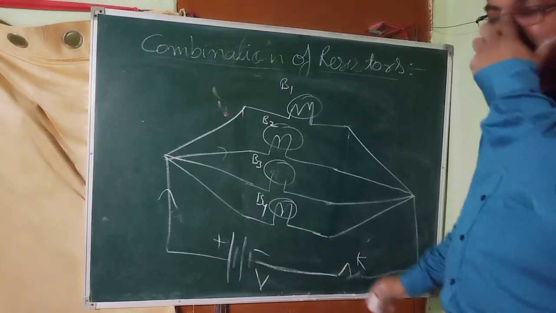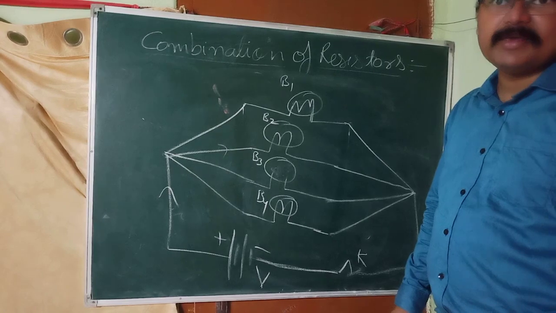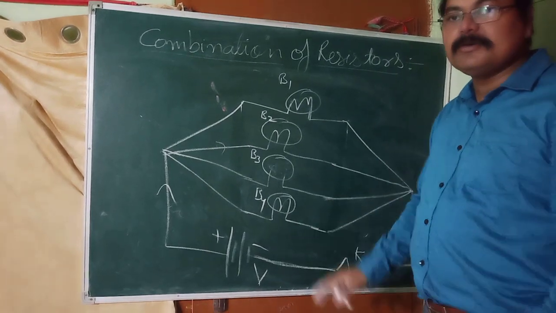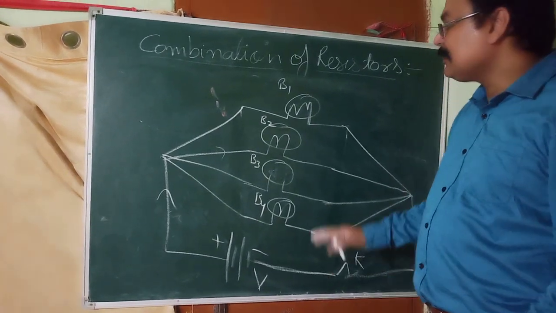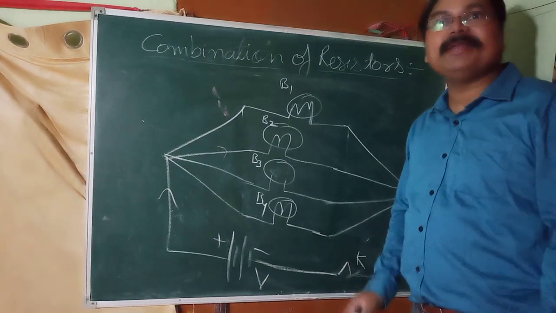That means if a bulb is blown off or fused, then what will happen? Other bulbs will not stop glowing. If one device is blown off, okay, then what will happen? That doesn't mean that other devices will not work. That is the benefit of the parallel combination.